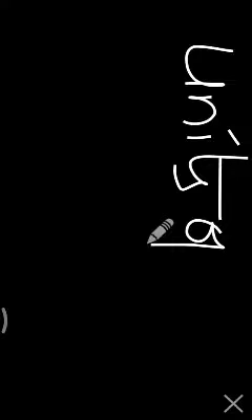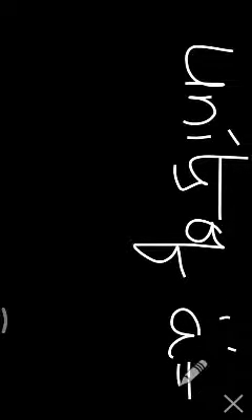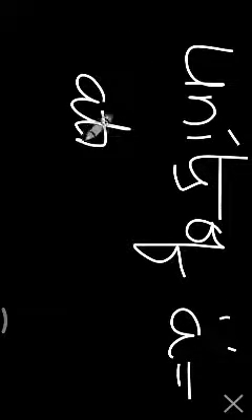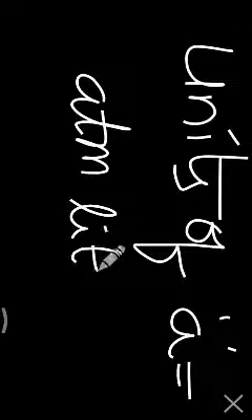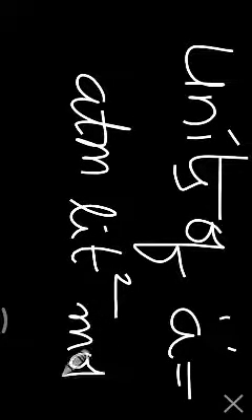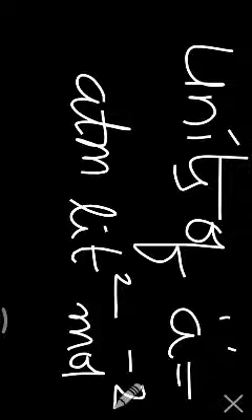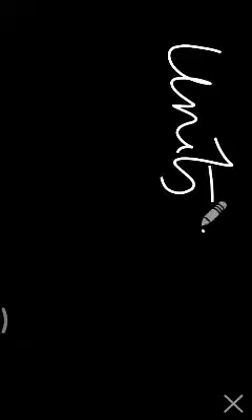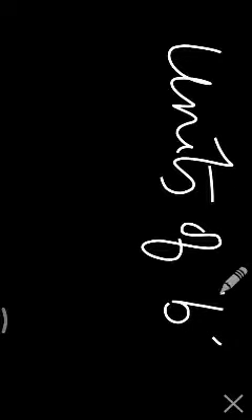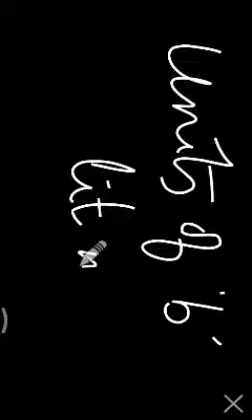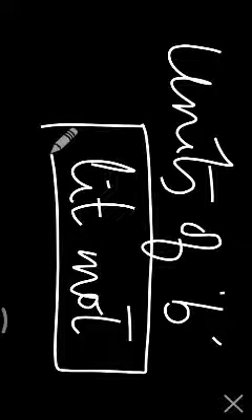In van der Waals equation, we have a and b. The units for van der Waals constant a are atm liter square per mole square. Units of b are liter per mole. Remember, these units are important. They can be directly asked in exams.